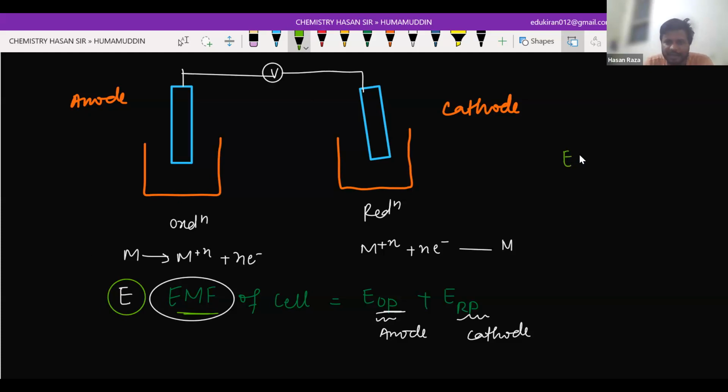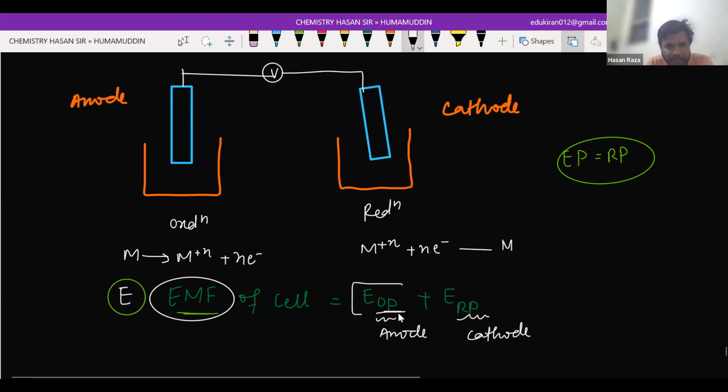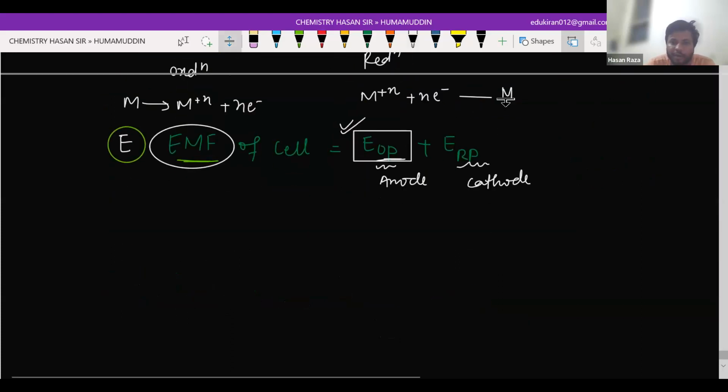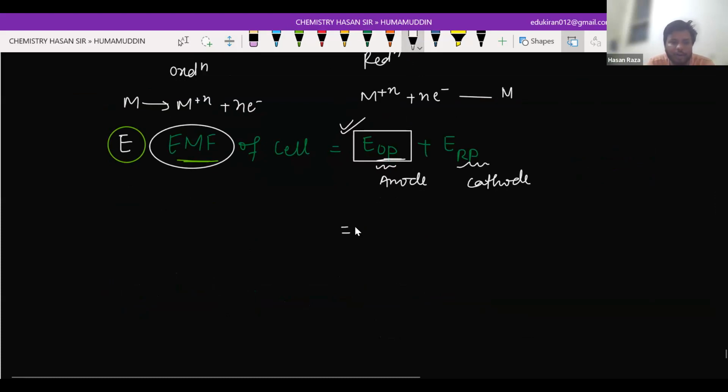So as I said, electrode potential is equal to reduction potential, but if you see here, I have written the value of oxidation potential, yes or no? Yes. So we have to change this, because electrode potential will be equal only to reduction potential, not oxidation potential. To change oxidation potential into reduction potential, you just write a negative sign. This is very important to note, and generally students make mistakes here.